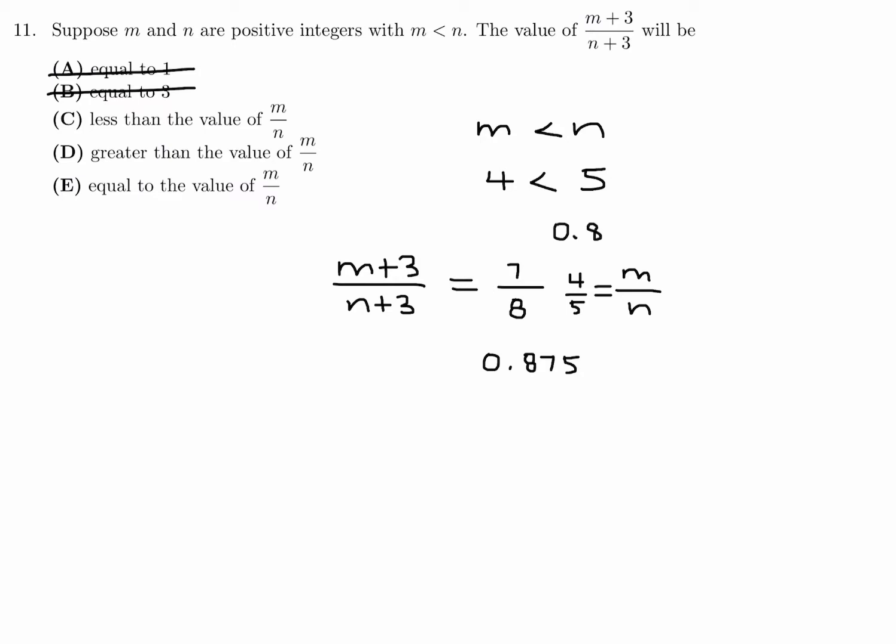So we have to now figure out 0.875 and 0.8. What is the relationship? Well, obviously, this one is bigger. So that means that this expression will be bigger than that expression. So number 11, the correct answer is D.